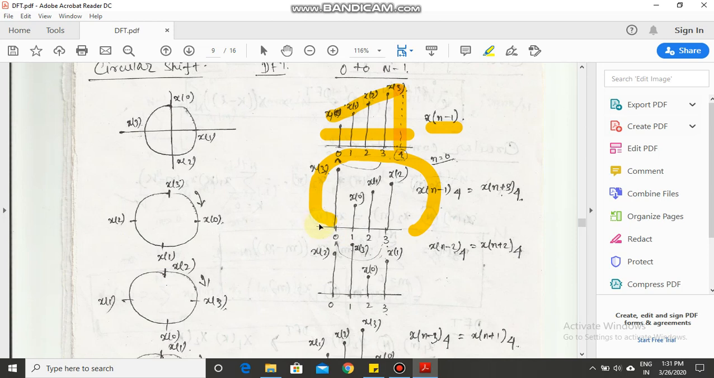So this concept is basically called circular shift, okay, which is not there in case of discrete time Fourier transform, where any linear shift is different, okay.